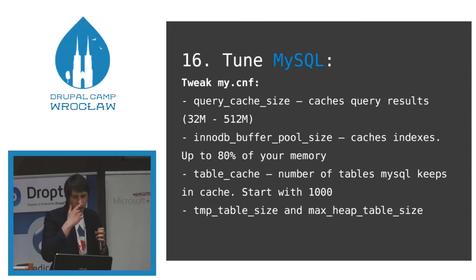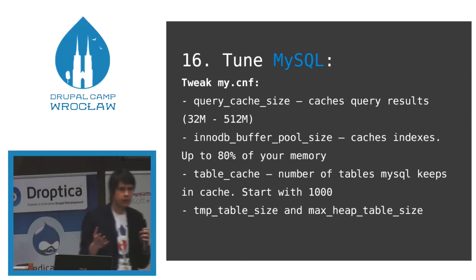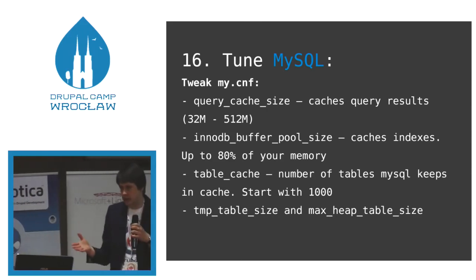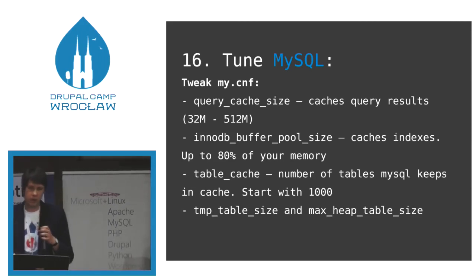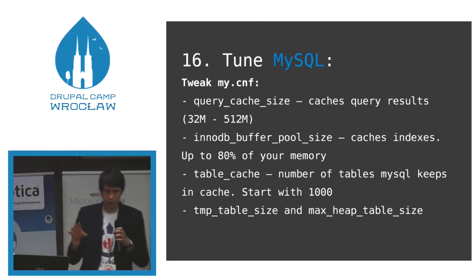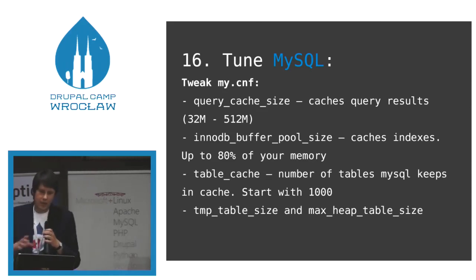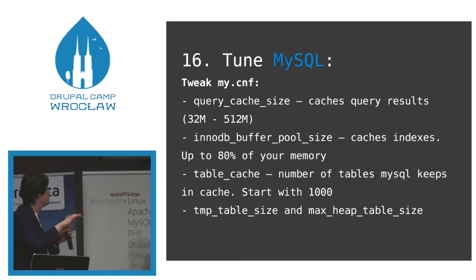InnoDB buffer pool size caches indexes. So we have indexes. They are great, but if we don't fit them in our memory, they are going to be read from the disk, so we don't want that. And table cache also handles open tables in memory.